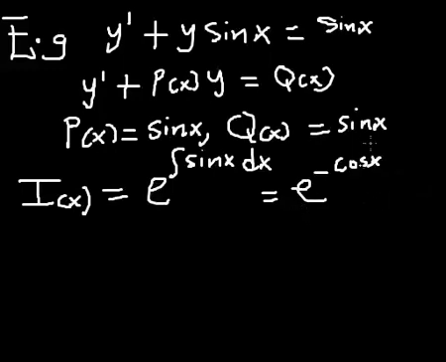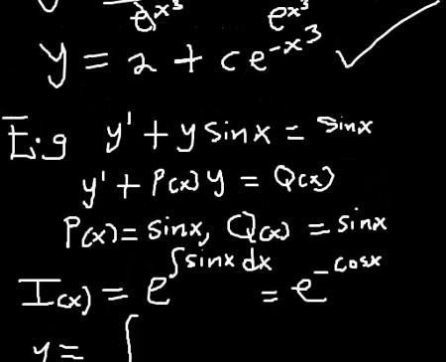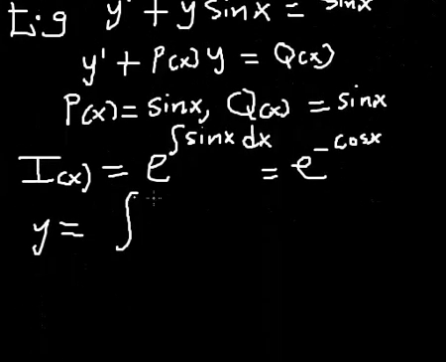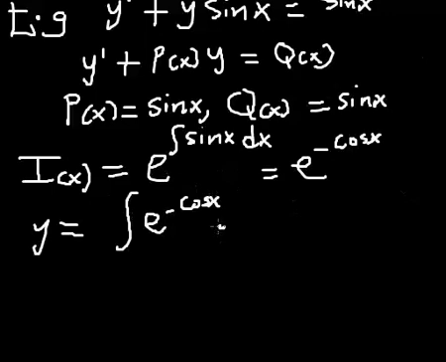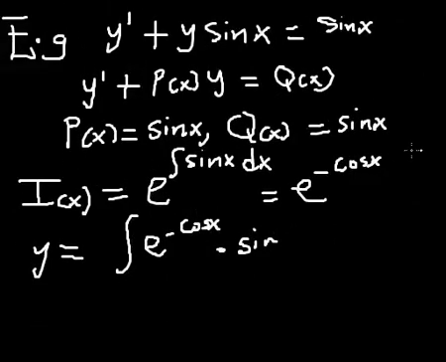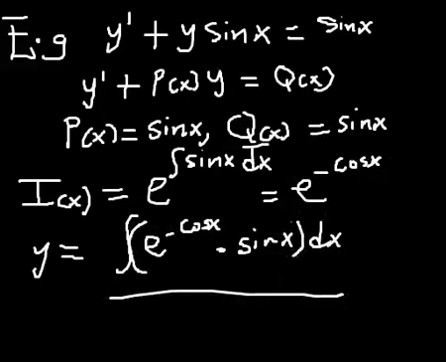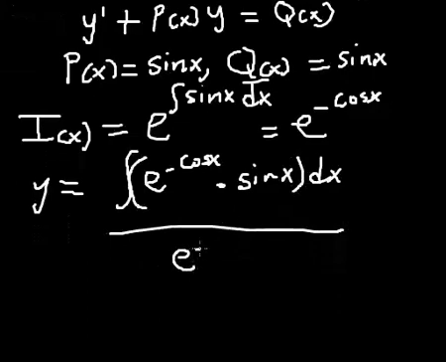Bringing that now, getting our formula, my solution becomes the integral of I of x multiplied by q of x. I of x is e raised to minus cos x, multiplied by q of x, which is sine x, all with respect to x, of course, you know that already. Then everything must be divided by the integrating factor, which is e raised to minus cos x.